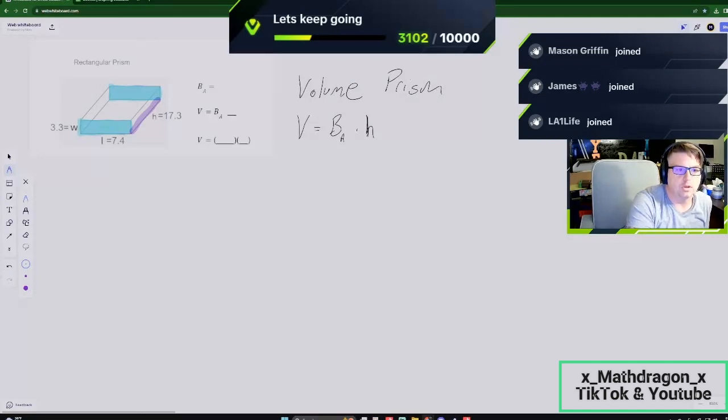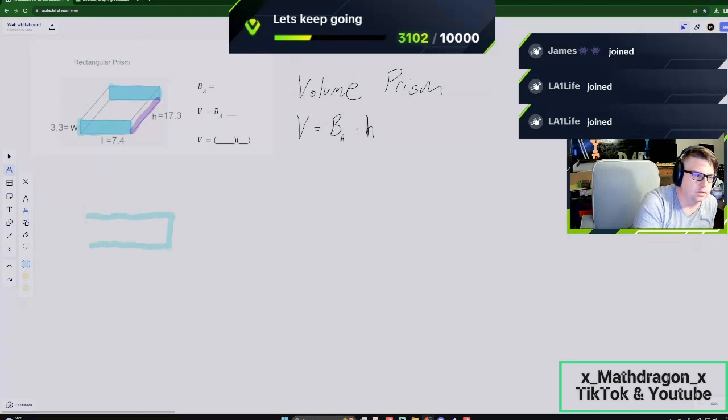Okay? So, in this case, our base shape is going to be this blue rectangle. So what I'm going to do is draw this blue rectangle because this is my base shape. And what I need is the area. And because it's a rectangle, we're going to do length times width. So the length of this is going to be 7.4, and the width is going to be 3.3. Now the height of my figure, I already know.